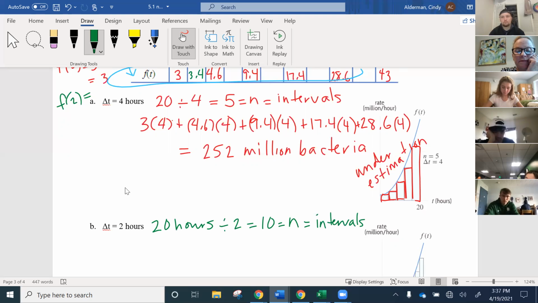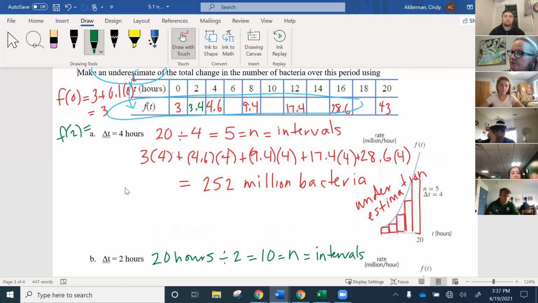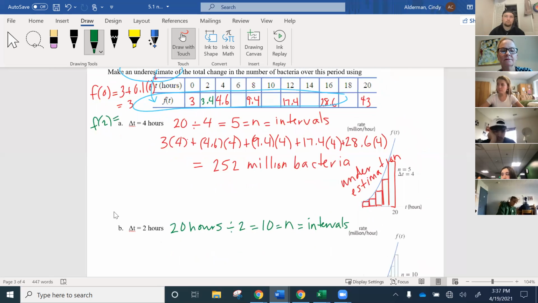So we're still doing a lower estimation, right? But what rate are we going to start with? You guys think? Let me put up the table so you can see it. See how in the 4 hour interval, we started with the 3, multiplied it by the 4, because we're talking about every 4 hours. This time, we're going to take something and multiply it by 2. What's the first thing we're going to take and multiply by 2, do you think?